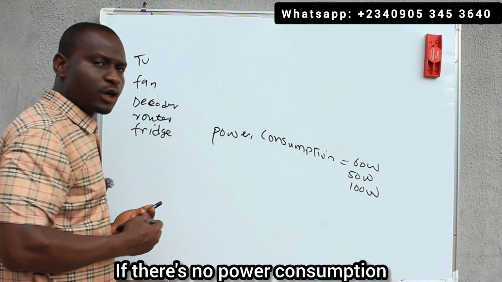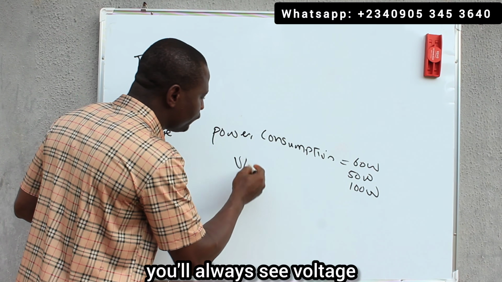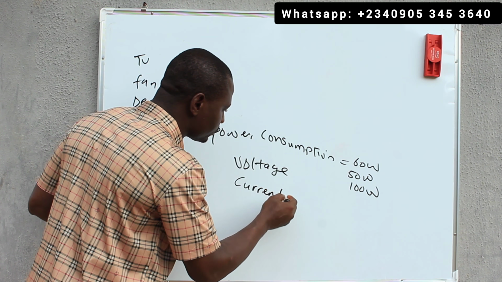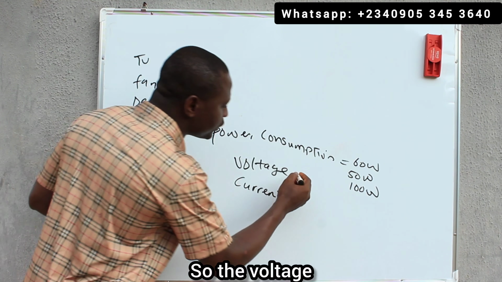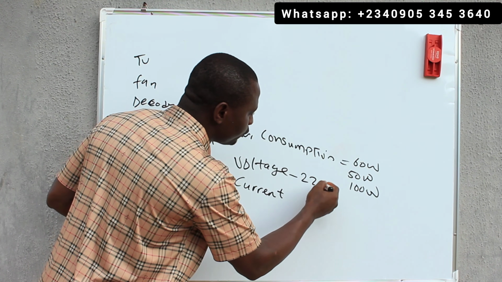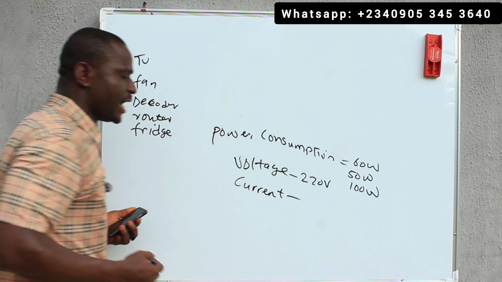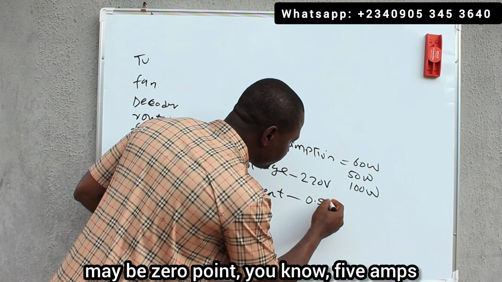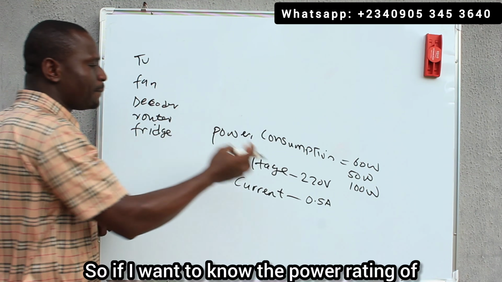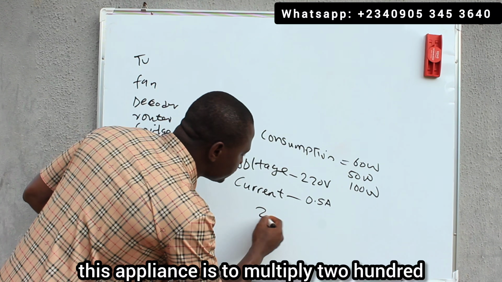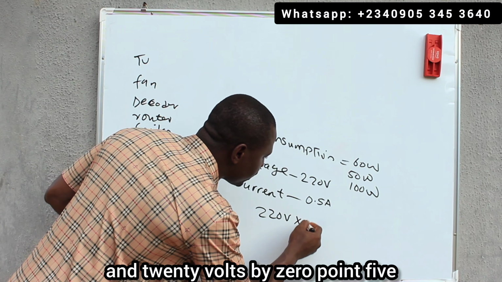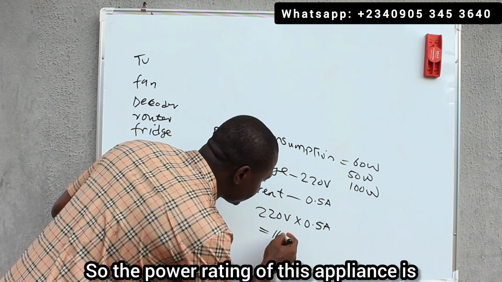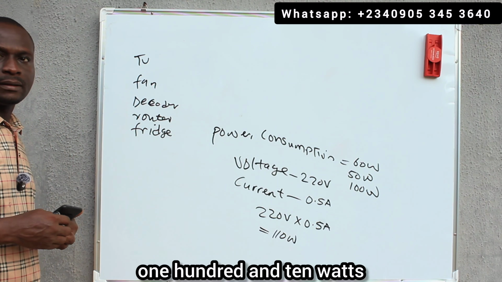If there's no power consumption, you'll always see voltage and current. The voltage, like in Nigeria, is 220 volts. Then the current, for example, maybe 0.5 amps. If I want to know the power rating of this appliance, I multiply 220 volts by 0.5 amps. So the power rating of this appliance is 110 watts.